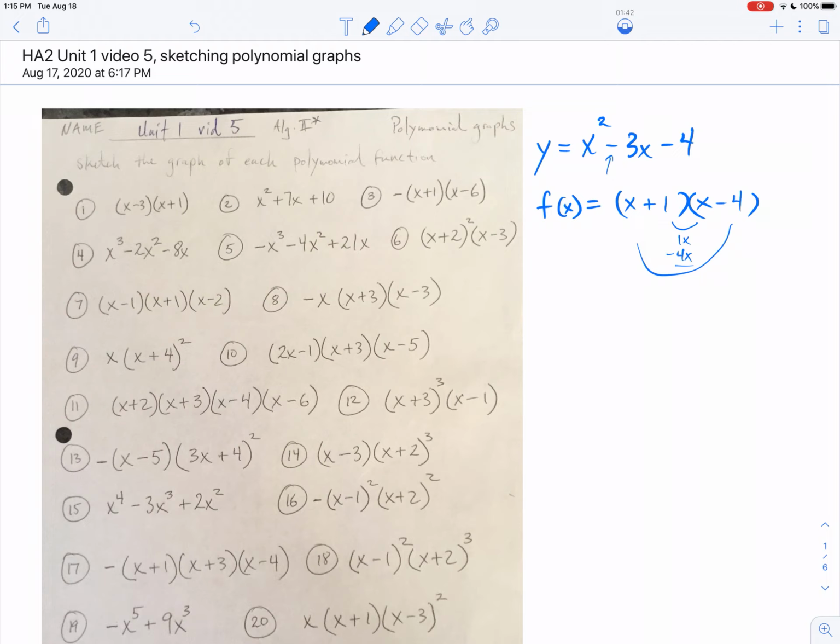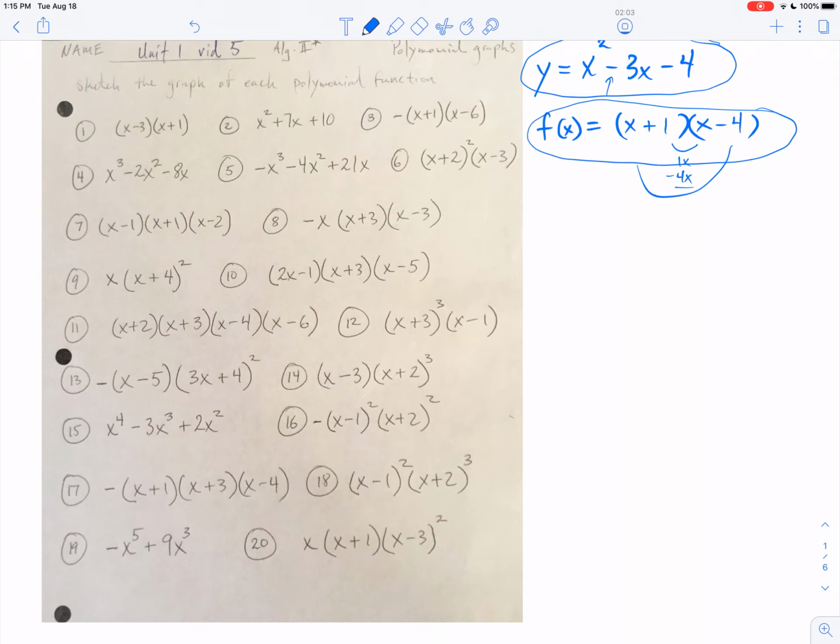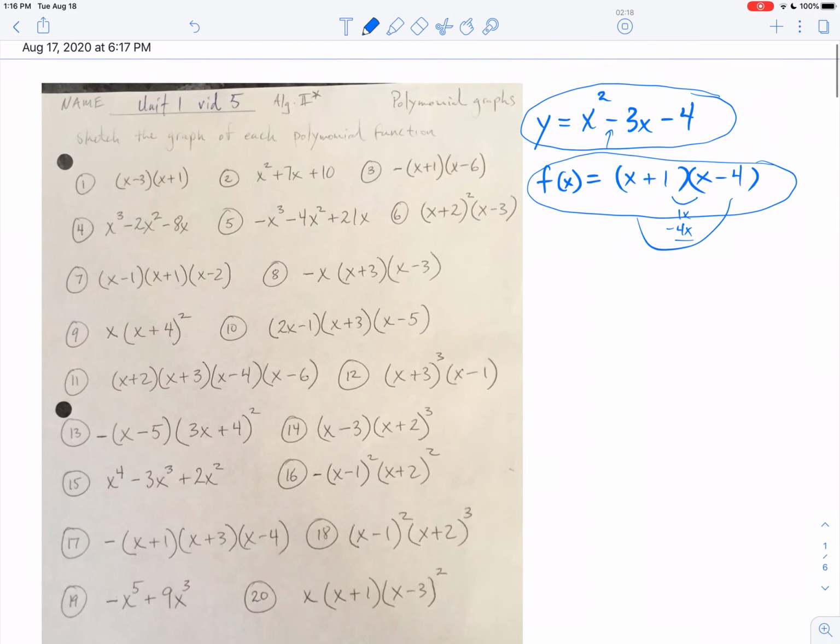The original problem that they have us sketch the graph of might be in prefactored form, or it might be in factored form. If you look, here's the practice sheet that I want you to work on. Here's the 20 graphs I want you to draw for me. You'll notice some of them are already factored. Some of them you need to factor in order to sketch the graphs. So here's what I want to do. I want to focus on the ones that are already factored first, but here's my little heads up to you.